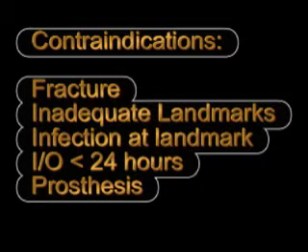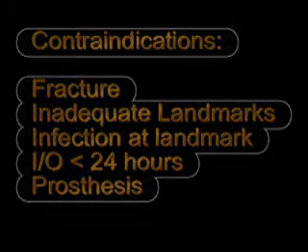Contraindications for intraosseous access for both patients include fractures of the bones to be used for access, inadequate landmarks due to excessive adipose tissue, infection at the landmark site for insertion, a previous IO access in the last 24 hours, and as obvious as it may sound, do not insert an IO catheter into any prosthesis. It is also important to note that the stylet and catheter are not MRI compatible.